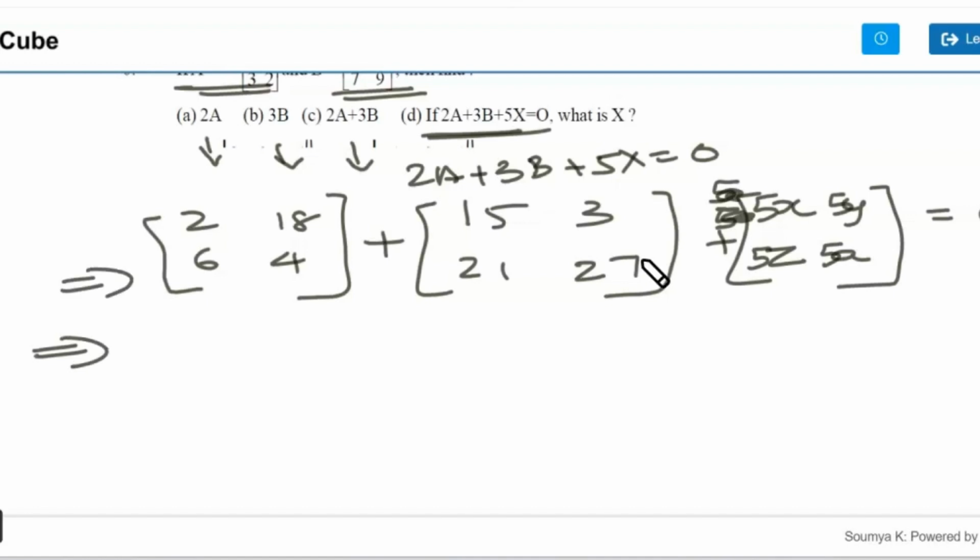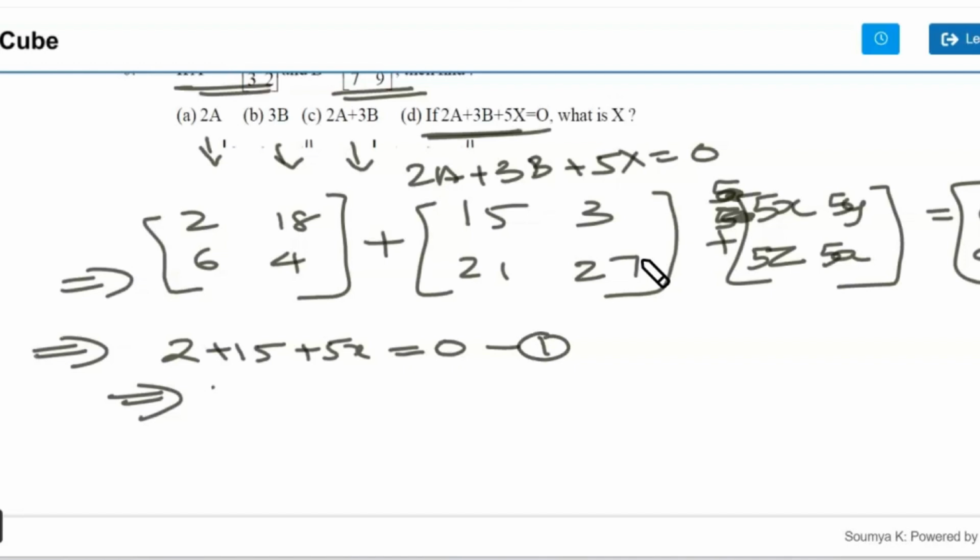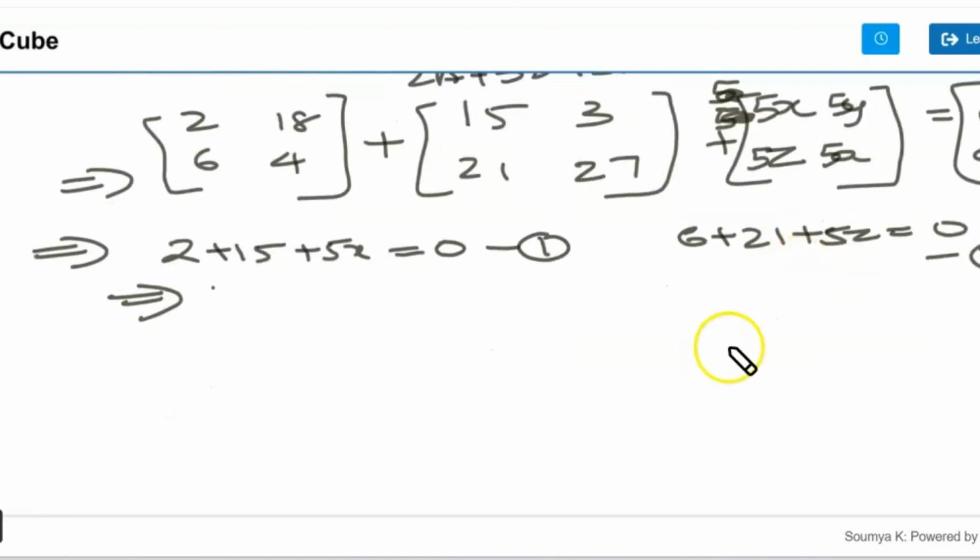Now add. So 2 plus 15 plus 5x will give you 0. You can convert it to a matrix here, a 0 matrix. When you compare the corresponding elements, it will give you that. I just skipped one step there. You have to add the first element of each matrix and then compare it with 0. This is the first equation. Here you can find out what x is. Similarly, you can find the others also, like 6 plus 21 plus 5z is equal to 0. That is the second equation.